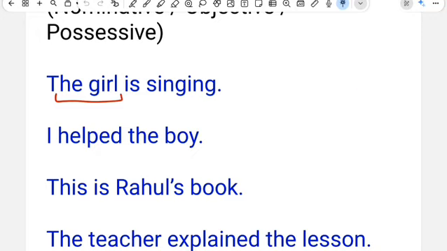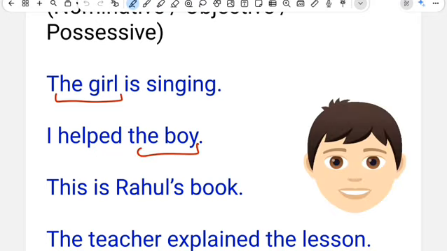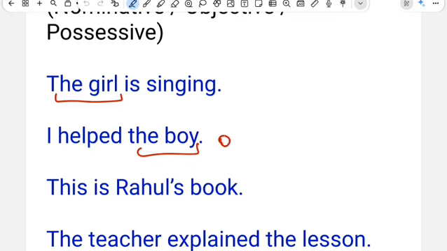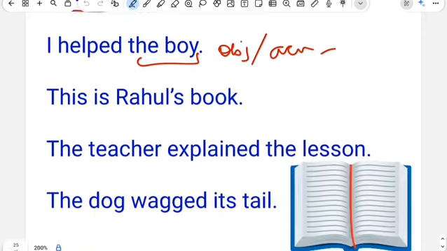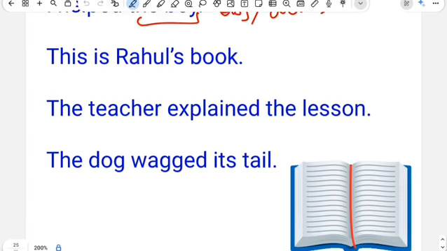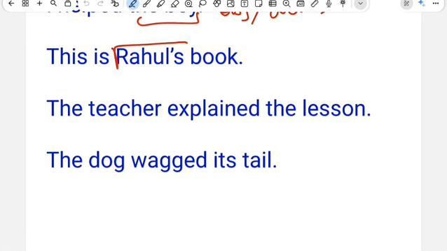Let's do the second one. I helped the boy. Whom did you help? I helped the boy. So the boy is our noun, and it's in object place. So it's known as objective case or accusative case. The third one is, this is Rahul's book. Whose book is this? Rahul's book. So here possessiveness is showing, so we can say it's possessive.